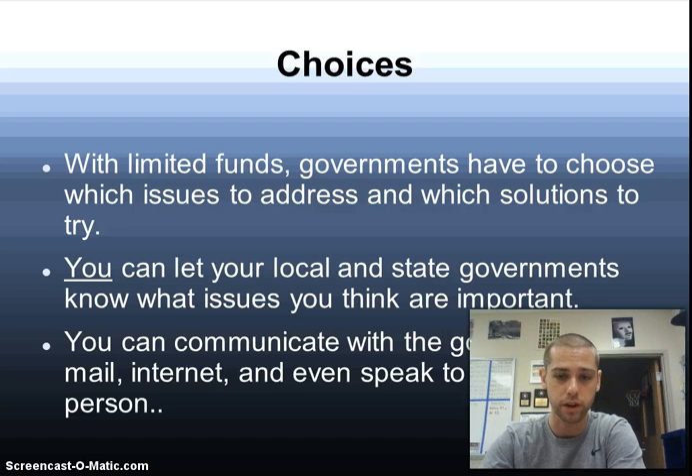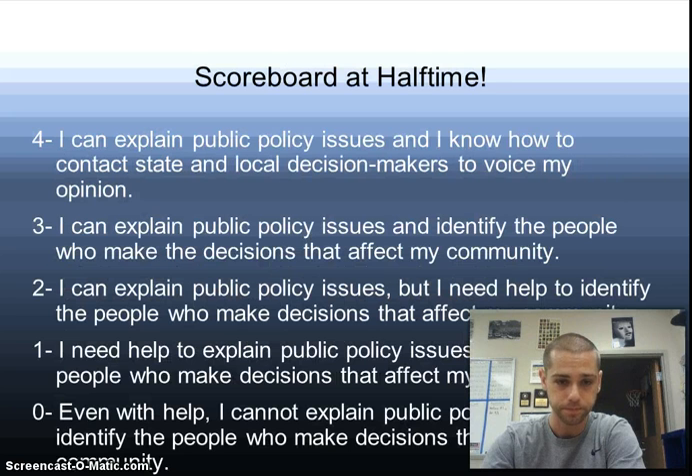You can communicate directly with the government by mail, internet, or even request a meeting to speak with them in person. At this point, I'd like all the students to write where they are on the learning scale. If you printed out that worksheet, you've got a spot where you can just write your number, and we're not going to spend too much time on this.